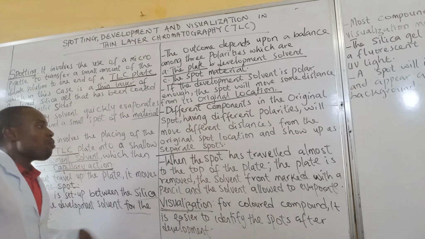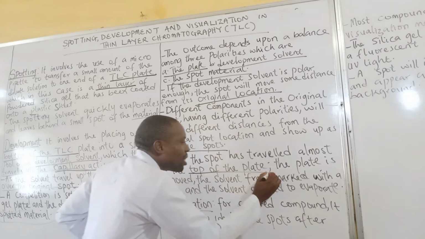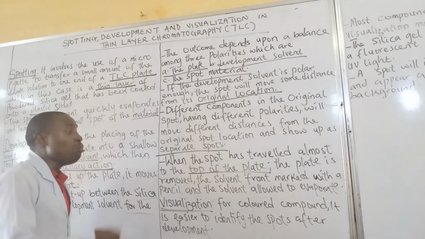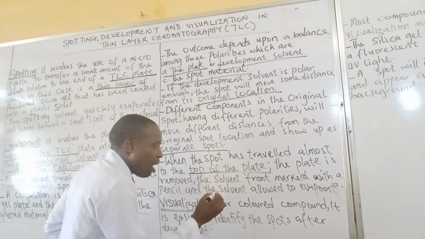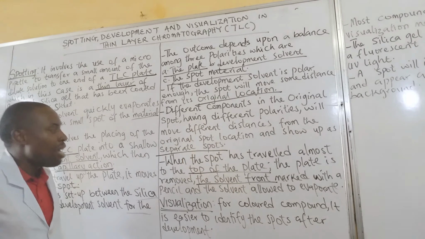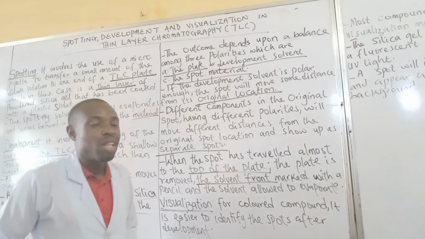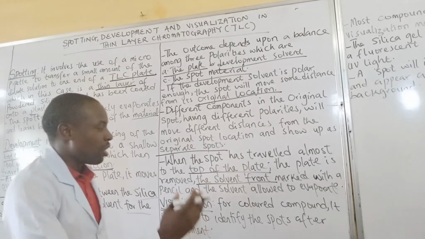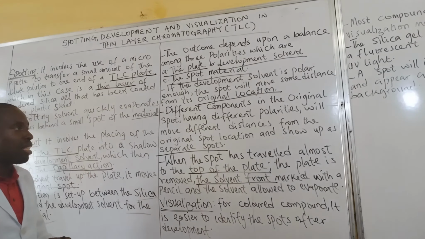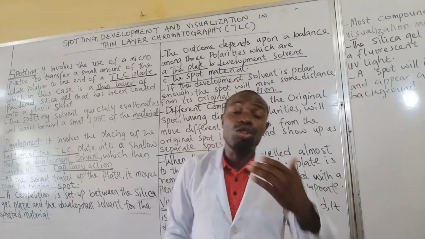Now, when this spot has traveled almost to the top of the plate, the plate is removed. Then the solvent front is marked with a pencil, and the solvent is allowed to evaporate. Now we move to the last step, the visualization step. From the word visual, what you can see.